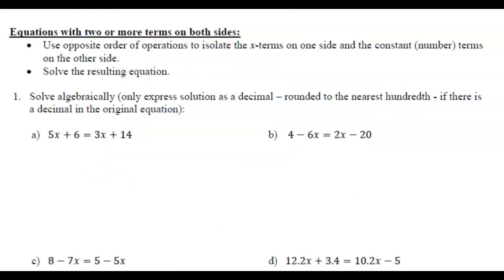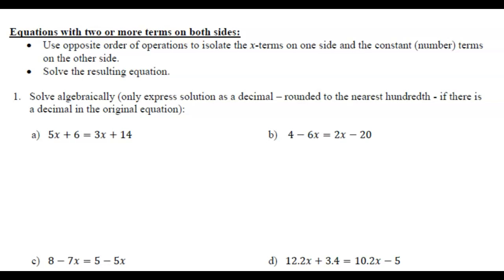I have directions there in case you want to read through that on your own. With 2 or more terms on both sides, use the opposite of order of operations to isolate the x terms on one side and the constant term on the other, and then solve the equation. Just a reminder, in question 1, or all of these, only express as a decimal if there's a decimal in the original question. Otherwise, it's fraction form, reduced to lowest terms, if needed.